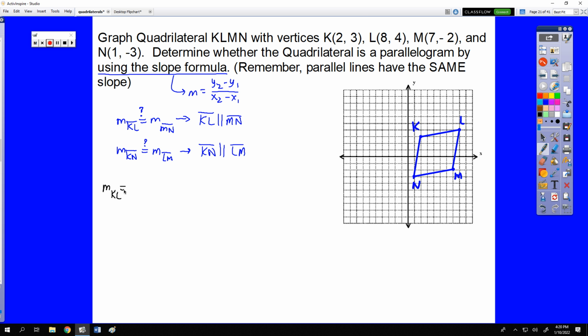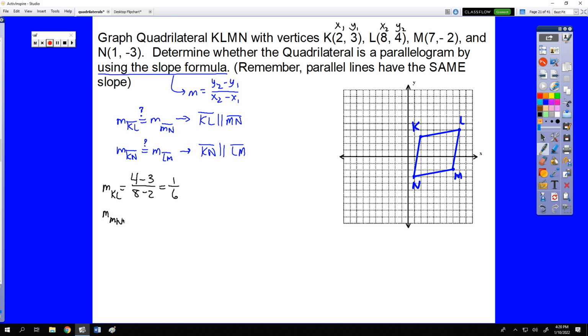Well, if we're doing KL, that means K is one of our points, x1, y1, and L is the other, x2, y2. And just like we've done so many times before in our algebra classes, we feed that through the equation y2 minus y1 over x2 minus x1, which would be 4 minus 3 over 8 minus 2, or 1/6. Then we do the same thing for M and N.